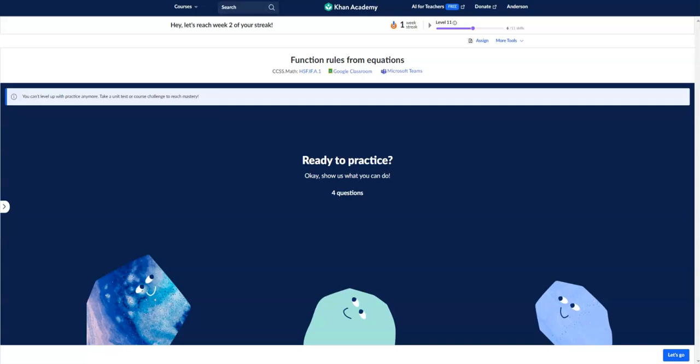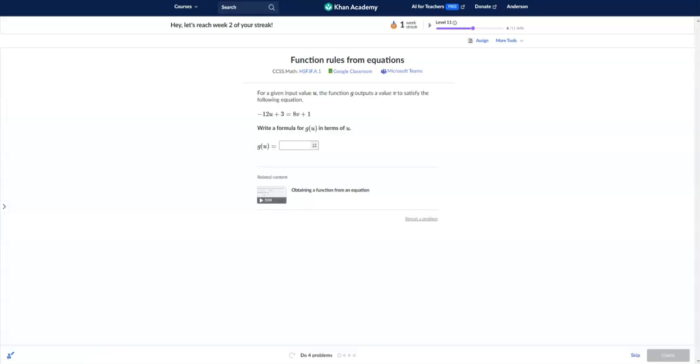Function rules from equations. All right, so let me snip it.